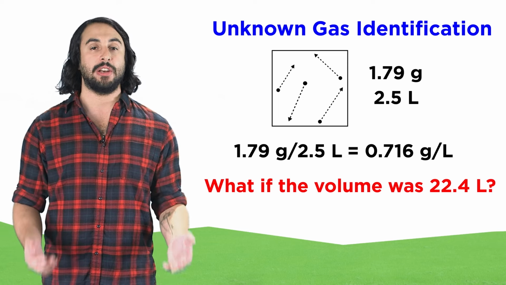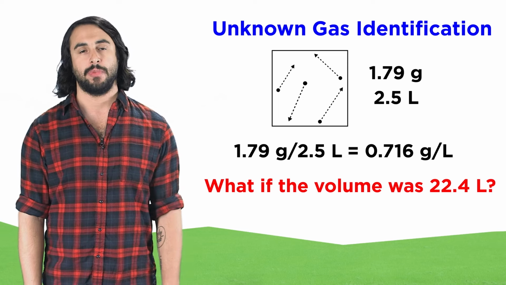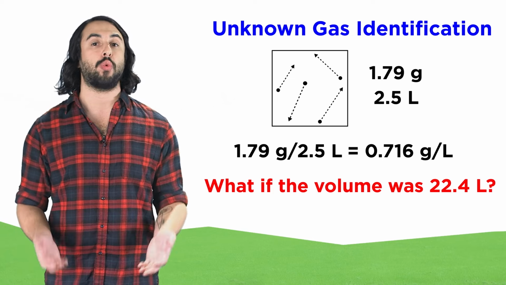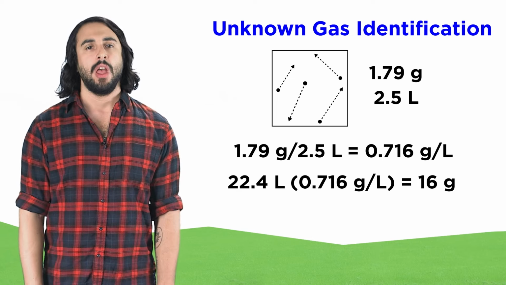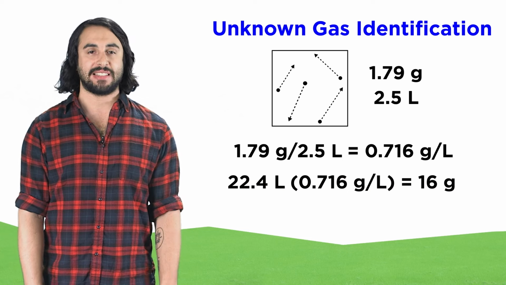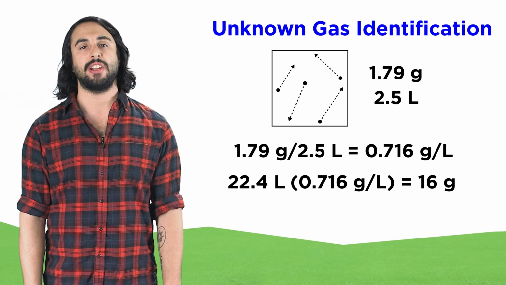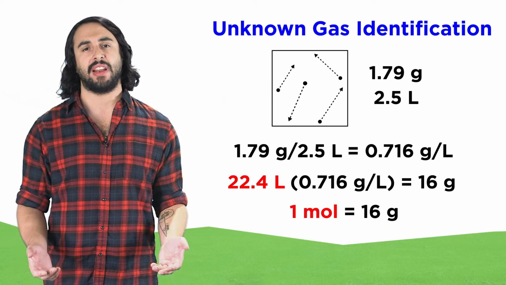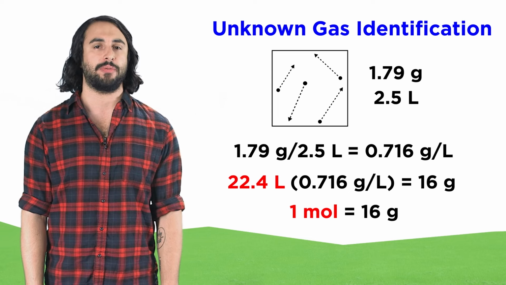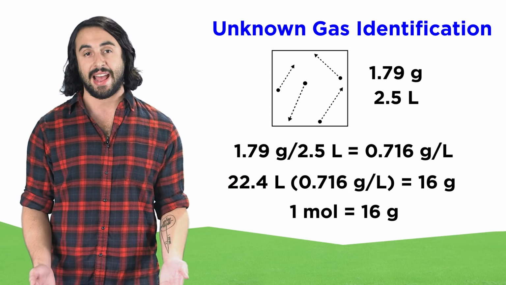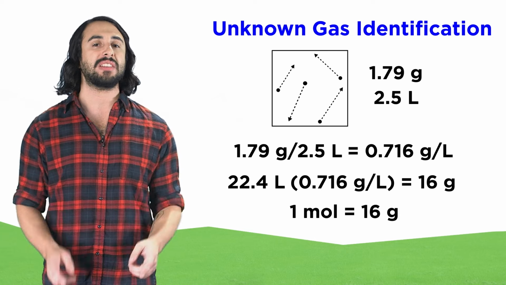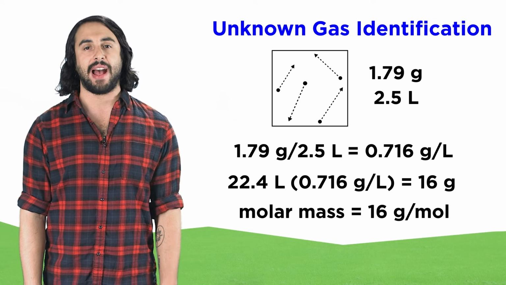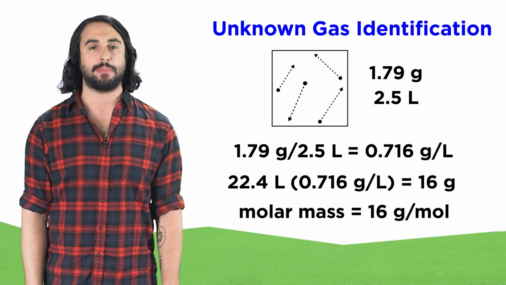Now we can apply what we know about the molar gas volume. What would the mass of this gas therefore be if the volume was 22.4 liters? Let's multiply, and we get 16 grams for every 22.4 liters. We also know that 1 mole of any gas will occupy 22.4 liters. So for this particular gas, 16 grams must be equivalent to 1 mole. That means that the molar mass of this gas is 16 grams per mole.